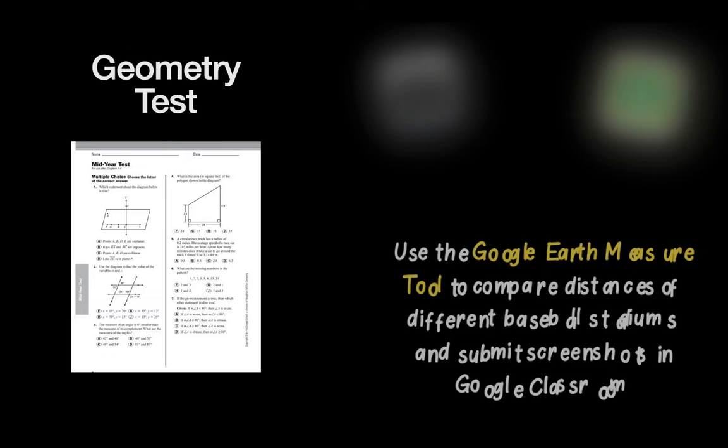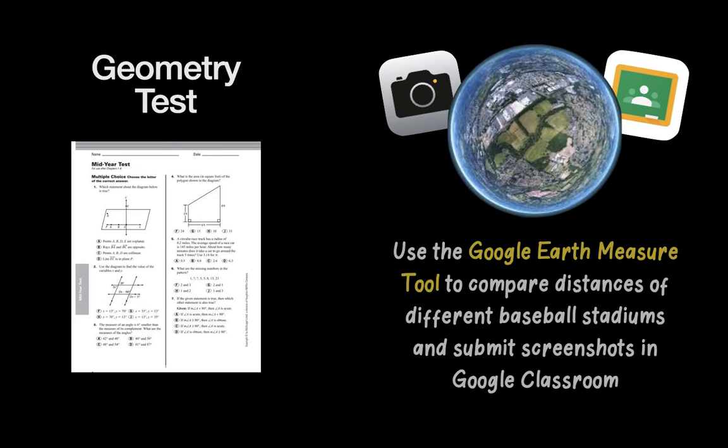You can tell she was excited about that story. Let's flip gears to math, geometry test, doing measurement in particular. We could get out the protractors, the rulers, the measuring tapes, or why not consider using Google Earth's measuring tool? For example, they could compare the distances of different baseball stadiums and submit their screenshots in Google Classroom.